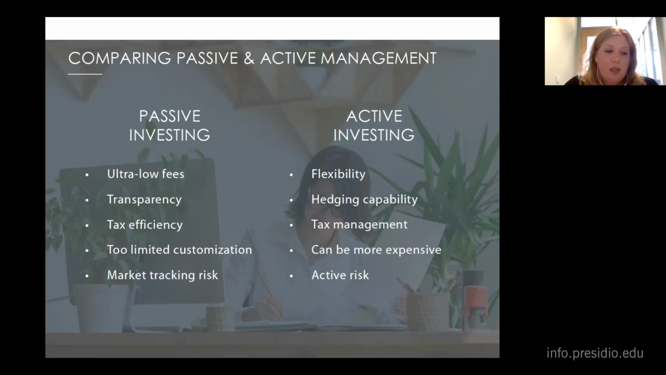And also with active managers, there's more active risk, because active managers are free to buy any investment they think would bring high returns, which is great when the analysts are right, but not so great when the analysts are wrong.